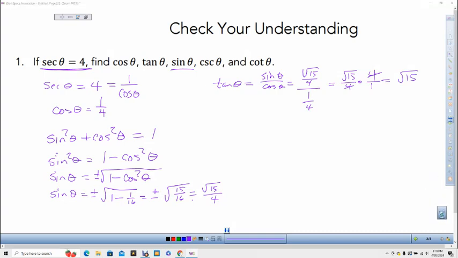All right, now what do we know about the cotangent? Well, remember, the cotangent is just that thing flipped over. So it's literally 1 over the square root of 15. Now, you do not have to rationalize, but if you want to, you would end up multiplying by the square root of 15 over the square root of 15, and you end up getting the square root of 15 over 15.